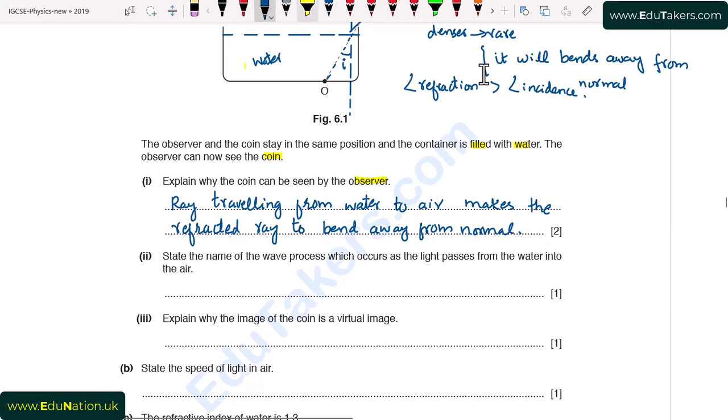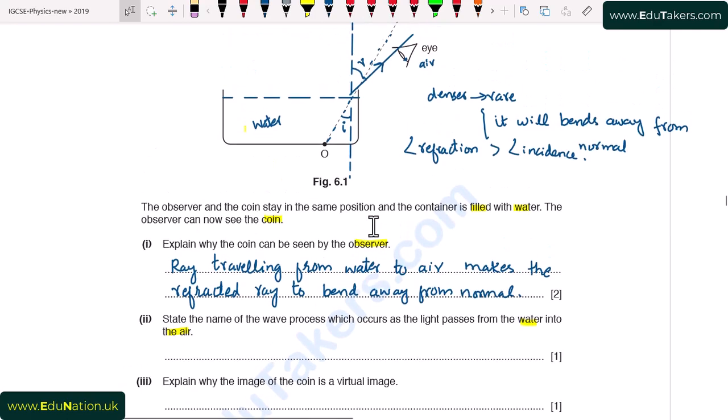Part 2. State the name of wave process which occur as the light passes from water into air. So in a container we can see that it is filled with water and the ray of light entering from water into air. So it will bend away from the normal. It means that it changed its direction. So there will be the refraction.